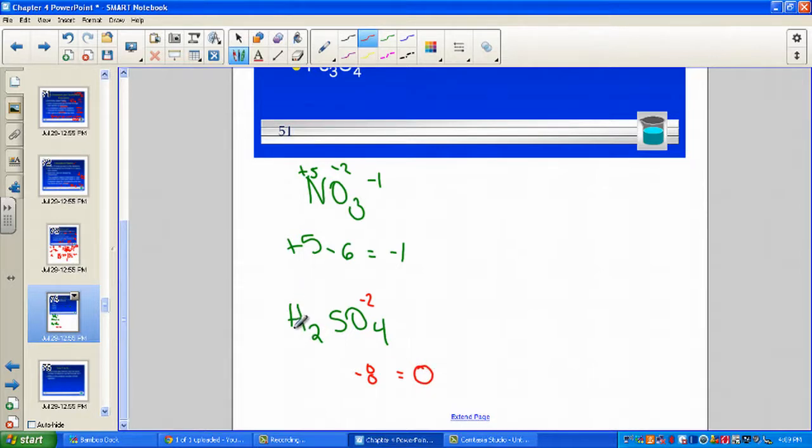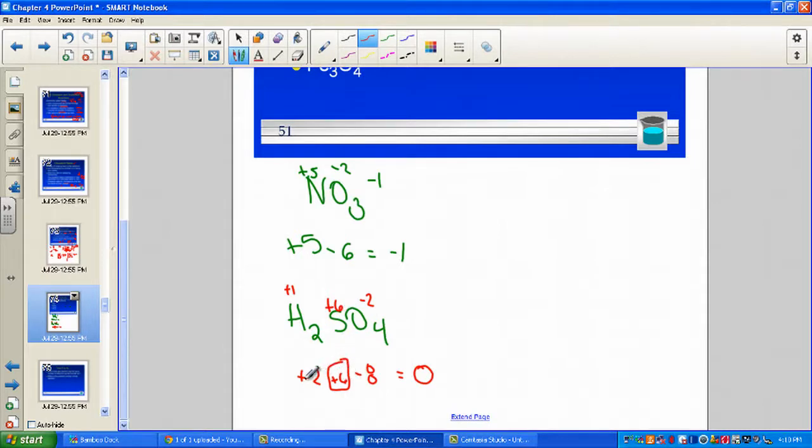Here's hydrogen written in the first position. Rule 4, when hydrogen is bonded to nonmetals, it carries a +1. 2 units of that +1 give me a total of +2. What's the missing number that will be the oxidation state for sulfur? Well, we're going to need a +6.